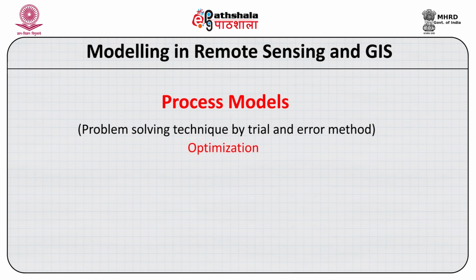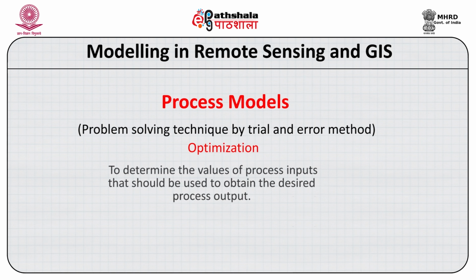Optimization. Optimization is performed to determine the values of process inputs that should be used to obtain the desired process output. Typical optimization goals might be to maximize the yield of a process or to minimize the processing time required to fabricate a product. Process modeling can be understood with an example.